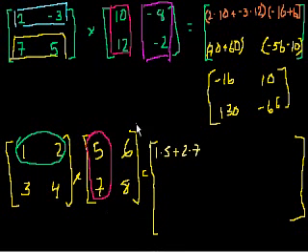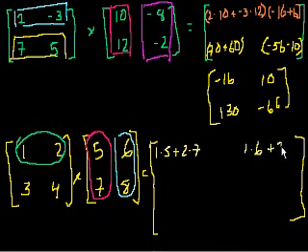And this term will be this row vector times this column vector. Let me do that in a different color. So it'll be 1 times 6 plus 2 times 8. Let me write that down. So it's 1 times 6 plus 2 times 8.